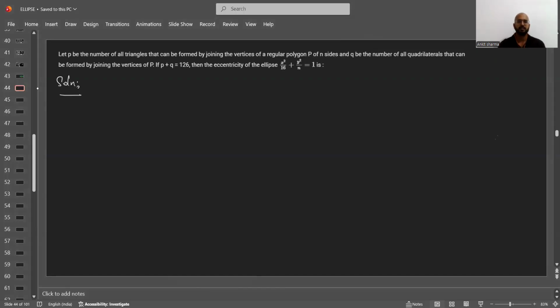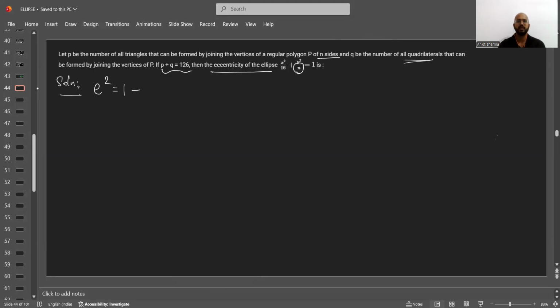This problem is asking us to find the eccentricity of the ellipse. Let P be the number of all triangles that can be formed by joining the vertices of a regular polygon of n sides, and Q be the number of all quadrilaterals that can be formed by joining the vertices of P. If P plus Q is 126, then what is the eccentricity of this ellipse? All right. So the eccentricity of the ellipse is going to be: e square is equal to 1 minus b square over a square.